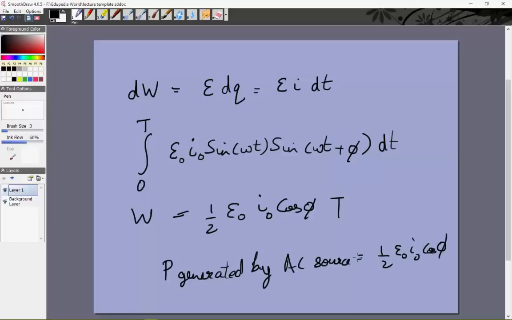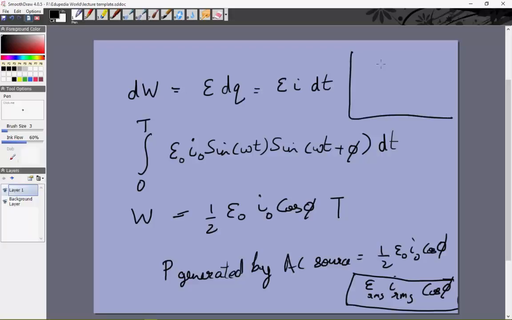Or another way of writing this is E RMS I RMS cos phi, because E naught by root 2 is E RMS and I naught by root 2 is I RMS. We see that if phi is 90 degrees, that means if the phase difference between the current and the potential difference is 90 degrees, in that case there will be no power dissipated by the energy source. The power will be shifting from the energy source to the capacitor or inductor and back to the energy source, because 90 degrees occurs in a purely capacitive or inductive circuit without resistances. One small definition: cos phi is called the power factor.